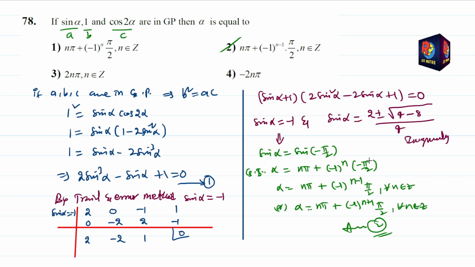Why I wrote like this, here minus is there, if minus is in the numerator it will be added, if minus is in the denominator it will be subtracted. Using that concept, option 2 is the correct answer.